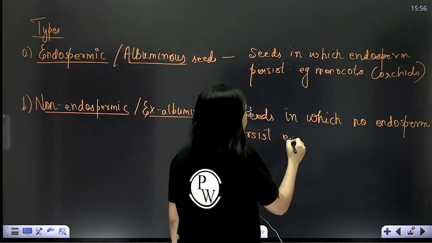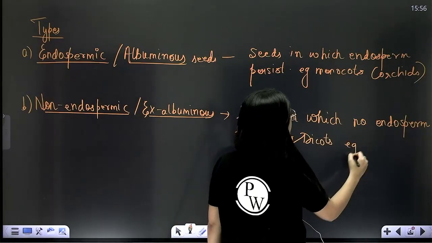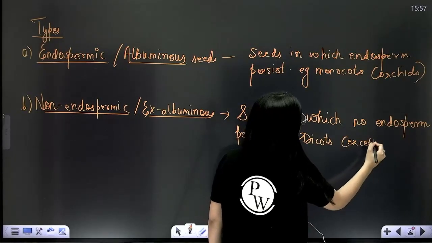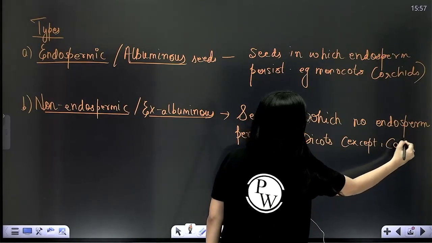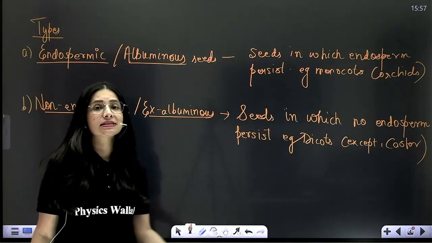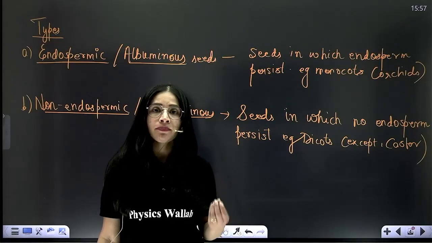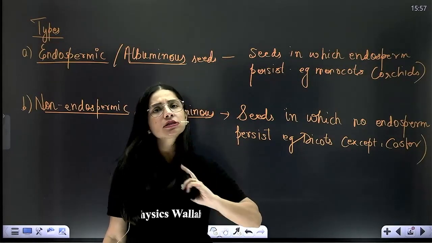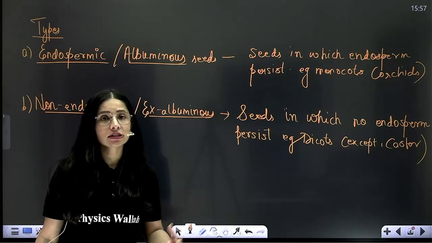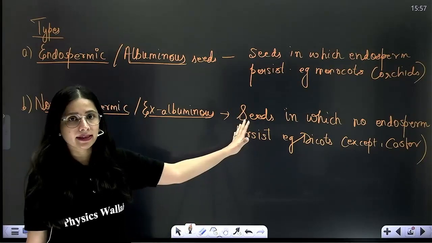Example: in dicots. Do we know any exception? Yes, except like castor. Now, castor is a dicot plant, but still its seeds have persistent endosperm which is oily in nature. And why is it persistent? Because the zygote development into the embryo did not consume the endosperm. Understood the two types of seeds?